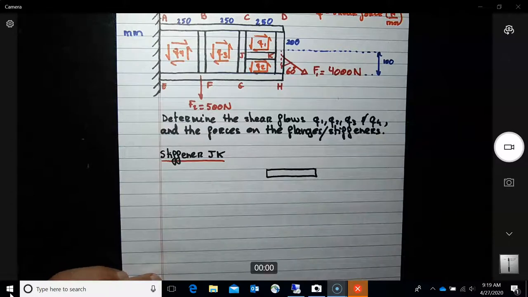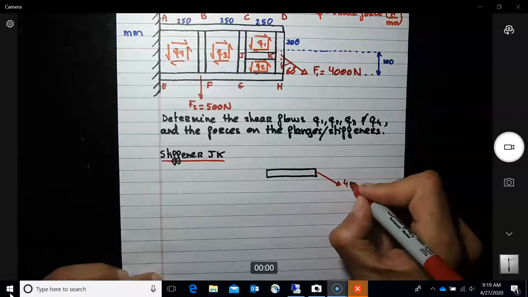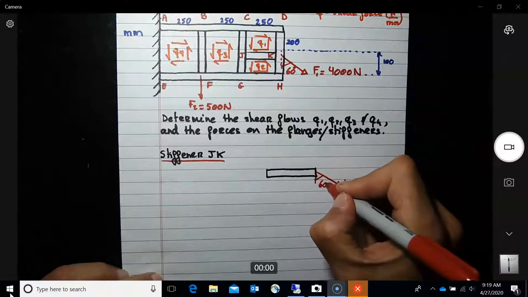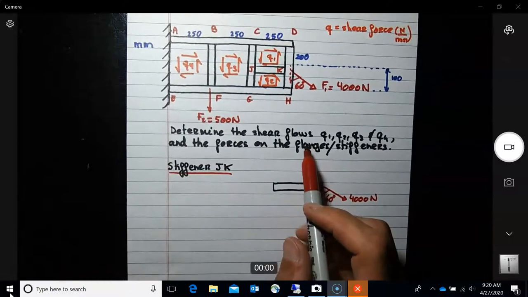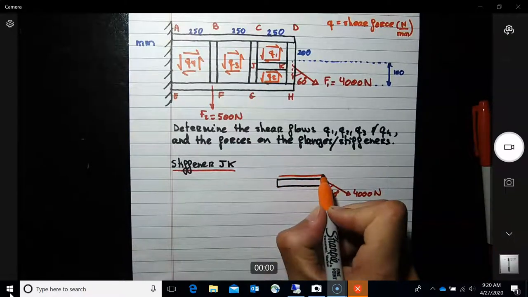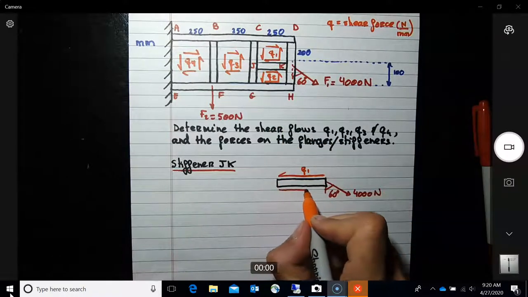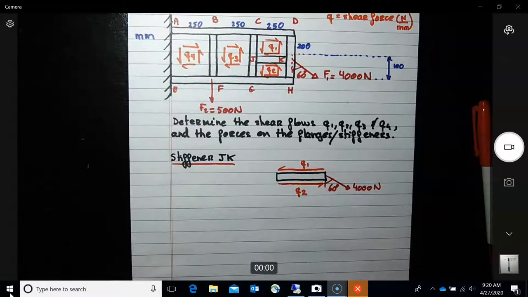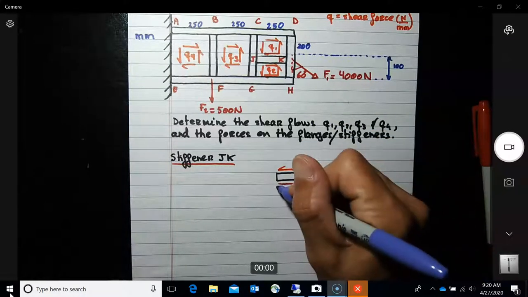Here we go. So you know the force here is 4,000 newtons at an angle of 60 degrees. And then what else do you know? You know that on this direction, you look at the figure, at the top, you will have a shear flow of Q1, and at the bottom, you will have a shear flow of Q2. And then one more thing that we need to know probably is what is the length of this component.